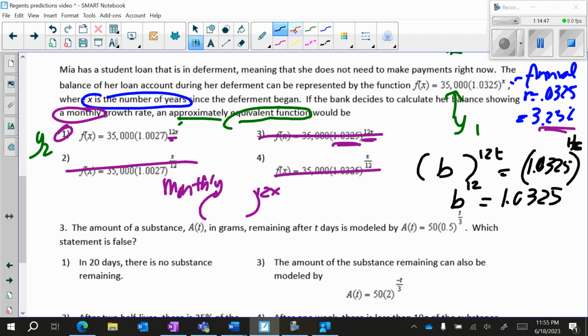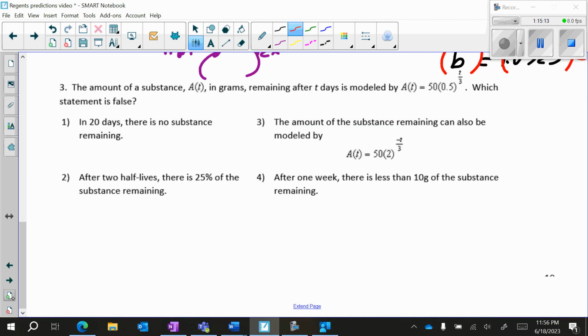And then to solve algebraically would be to raise both sides to the reciprocal exponent, which is 1/12. And that's actually how you're going to get b equal to 1.027. So if that's confusing to you, I do recommend that you just put 1 in y1, 1 in y2, see if it graphs on top of itself, or you could plug in a value for x and see if it makes sense logically.